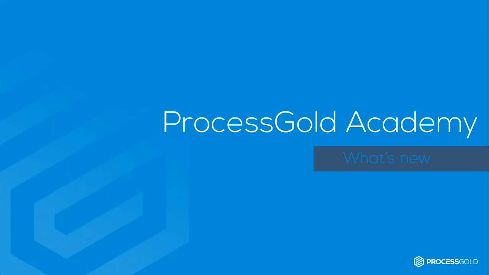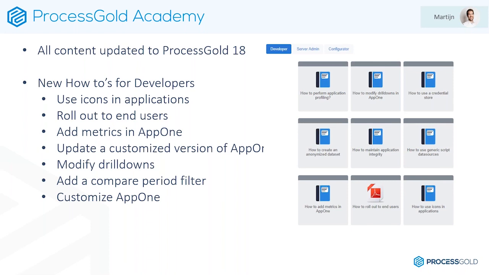So I already mentioned the Academy just now, but there are more things new in there that I want to show you today. Of course, all the content has been updated to match the ProcessGold 18 software, but we also have a new section of how-tos for developers. They're kind of tutorials on different topics. For instance, the uses of icons. How do I deploy my app to end users? How do we add metrics in at one? It's a whole list of new topics. If you think it might be interesting for you, just check the new items out and see if there's anything which can help you.